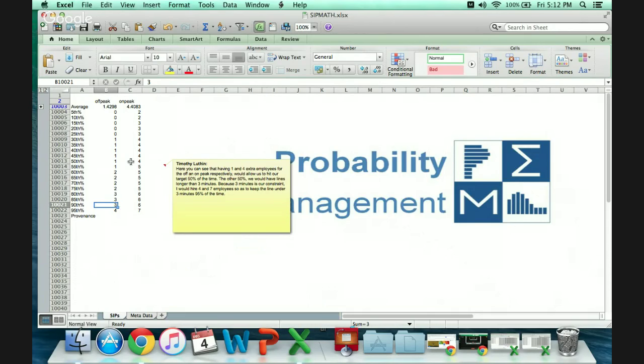So if I was a Chipotle manager, I'd probably use 4 extra employees for off-peak and 7 extra for on-peak to hit that 3-minute constraint that we set.